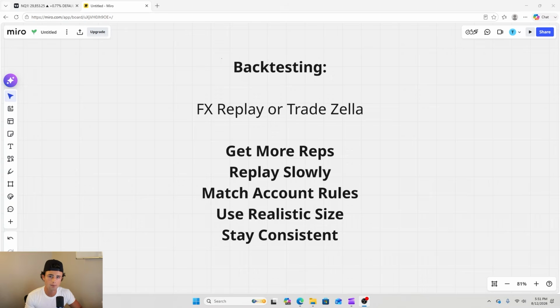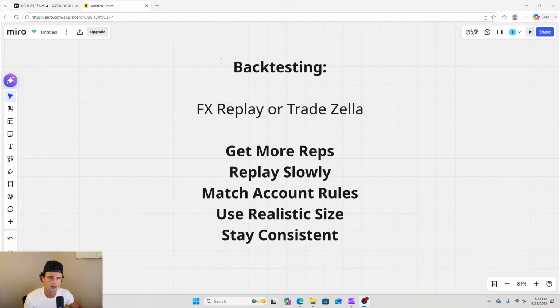Now, backtesting. Paper trading gives you one live market every single day. Backtesting is where you can get way more reps. Now, honestly, this is where I got a lot of experience when I was unprofitable. You could either use FX Replay or TradeZella. I personally use FX Replay. You pick an old day, you hide what happens next, and then you trade as if it's happening live.